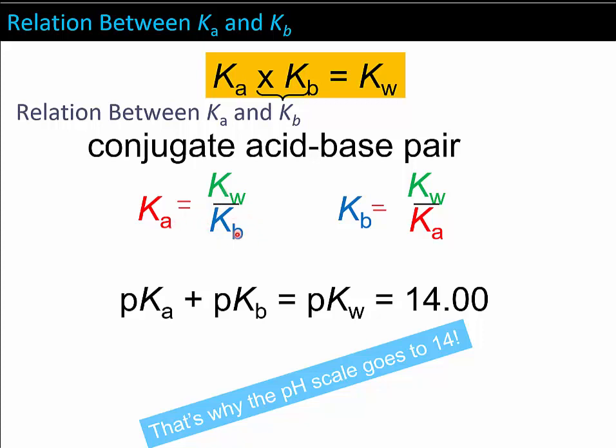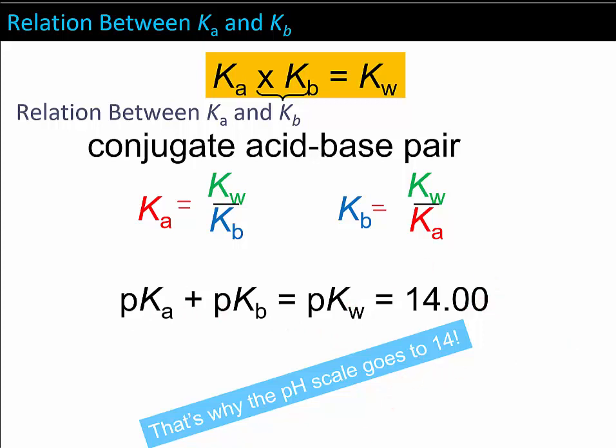So this relationship is going to be important, and we're going to see why later on. It's mainly because we're going to have a table of Kas, and they're going to assume you can calculate a Kb from that. Saves on paper. But if you wanted to know why your pH scale goes to 14, if I take pKa, 1 times 10 to the minus 7 for water, and pKb, which is going to be 1 times 10 to the minus 7 for water, and I take pKw, 1 times 10 to the minus 14. If I add 7 plus 7, I've got 14, and that's why your pH scale goes to 14.